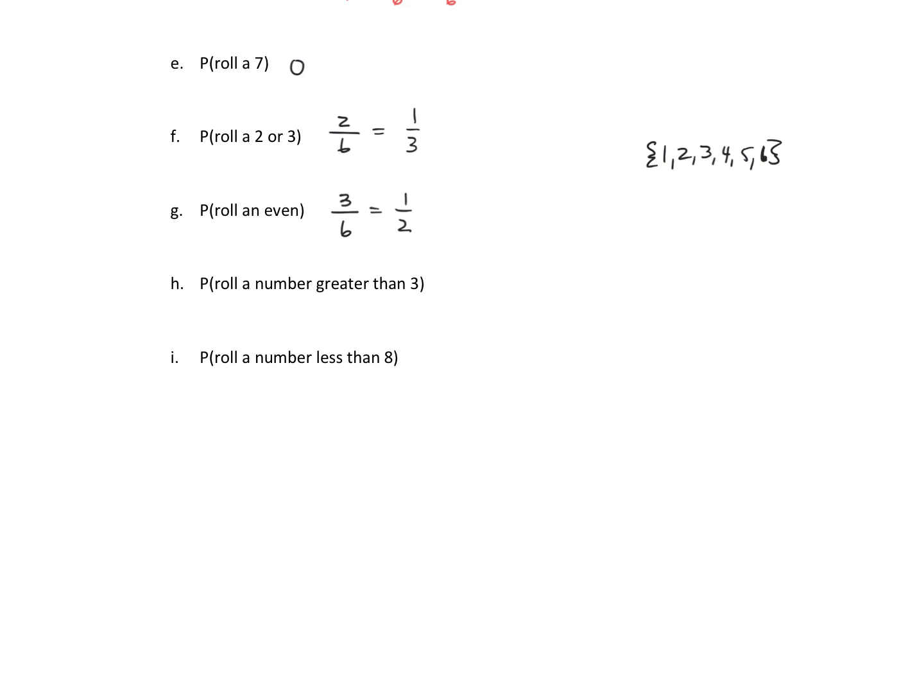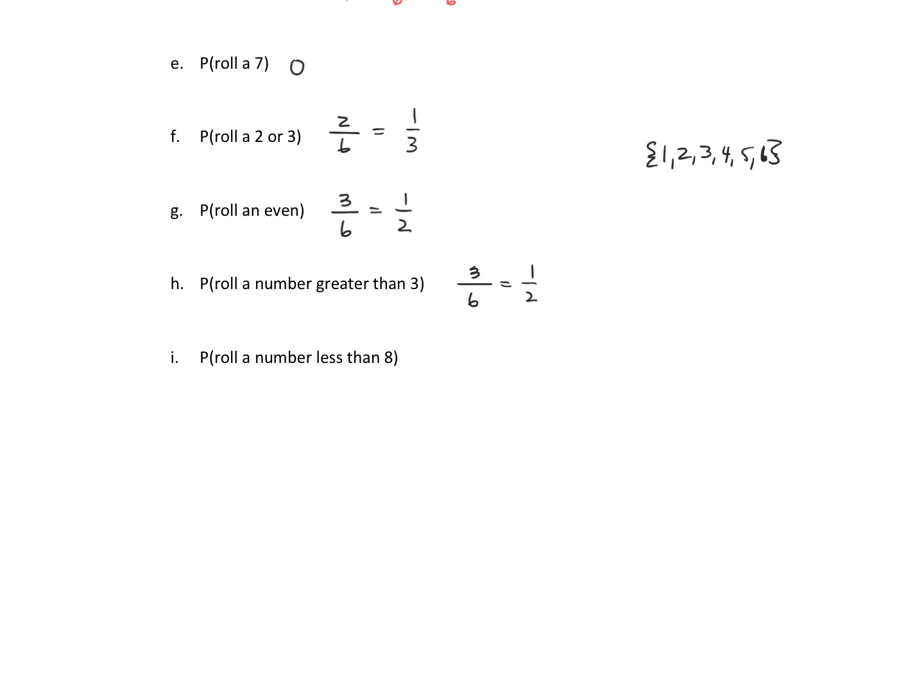Okay, probability of rolling a number greater than 3. So numbers greater than 3, that would be 4, 5, and 6. So there are 3 numbers greater than 3 out of 6 possible numbers. So again, I reduce and get 1/2. So again, notice that to find the probability, we're putting the number of outcomes that you want, so the desired outcome, on top. And on the bottom is the total number of possible outcomes.